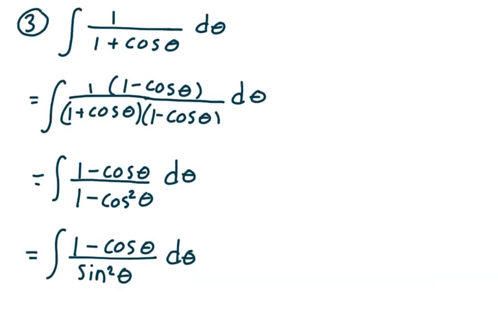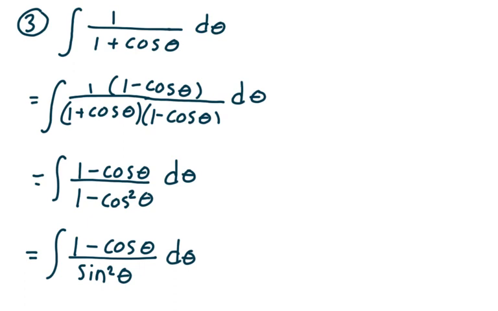Example 3. Suppose I had the integral of 1 over 1 plus cosine theta d theta. The traditional way to solve a problem like this is to multiply the numerator and denominator by the conjugate of the denominator. So in this case, I'm going to multiply the numerator and denominator by 1 minus cosine theta.